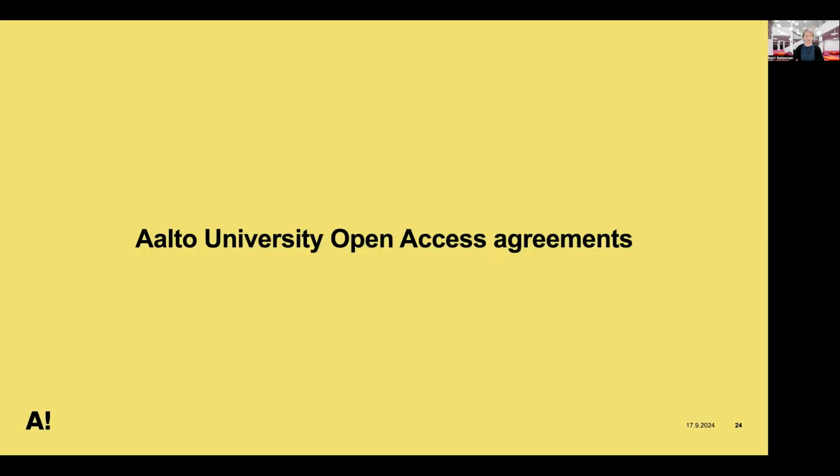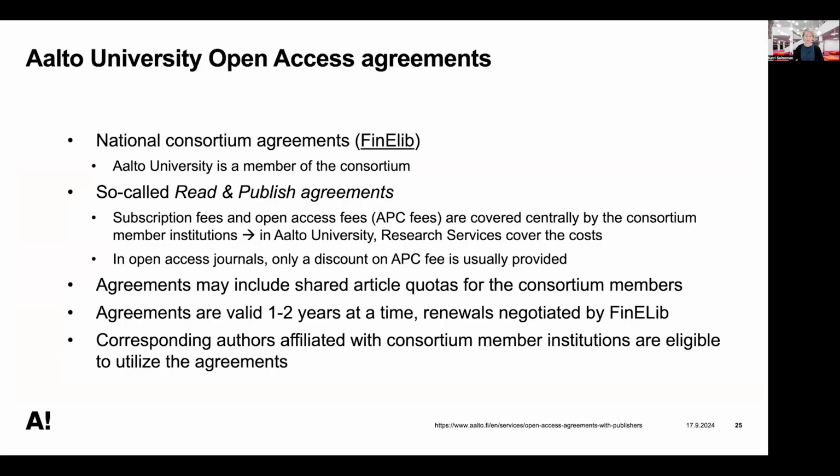Then, very shortly about Aalto University open access agreements. These are usually national level consortium agreements negotiated by the FINELIB consortium. So Aalto is a member of FINELIB, like all the other universities in Finland as well. And our agreements are so-called read and publish agreements, which means that these agreements cover both subscription fees and open access fees centrally on behalf of the researchers.